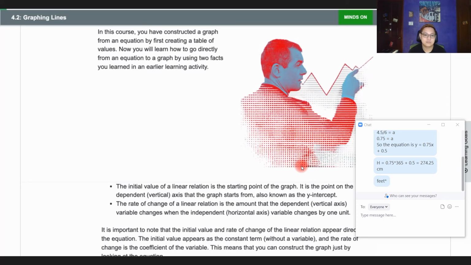The rate of change of a linear relation is the amount the dependent variable, or we call it the vertical axis, changes when the independent variable, the horizontal axis, changes by 1 unit.